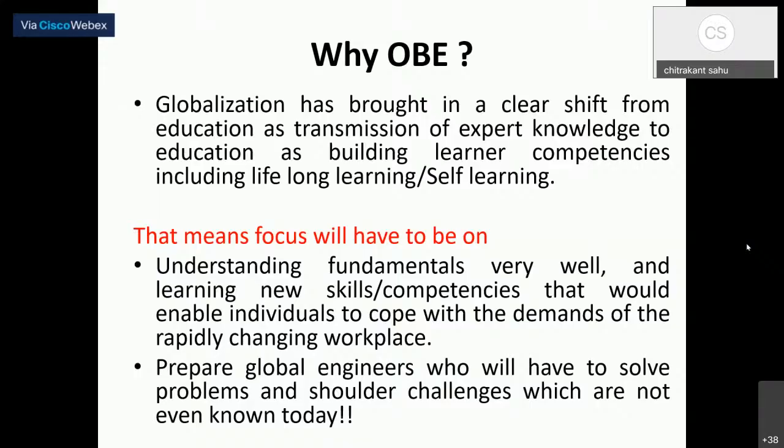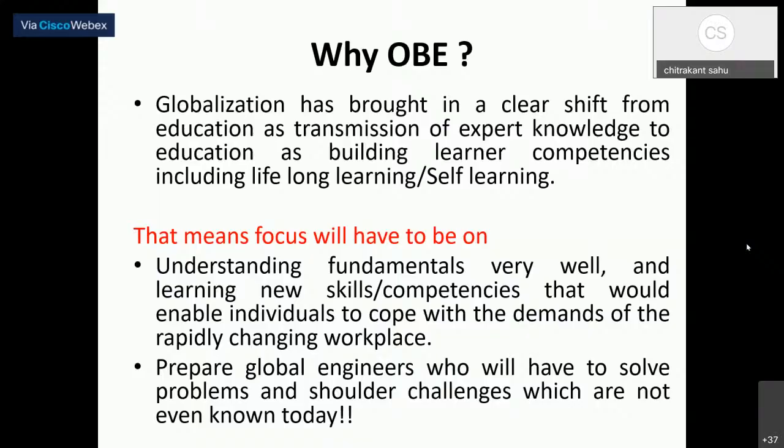Okay, and there is a body called the Washington Accord. The Washington Accord takes care of the graduates. They should have a certain minimum quality maintained through the accreditation process, so that they are recognized to work in different countries. That's why it is very important that we practice outcome based education.